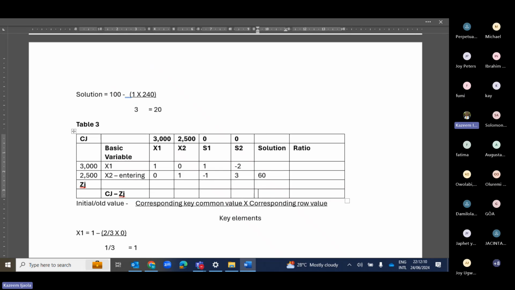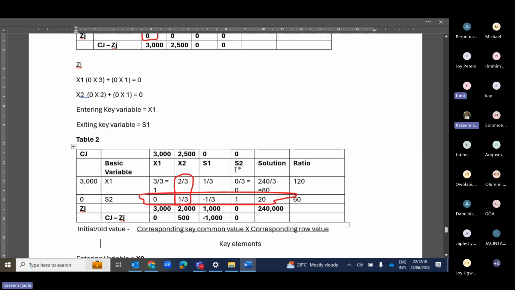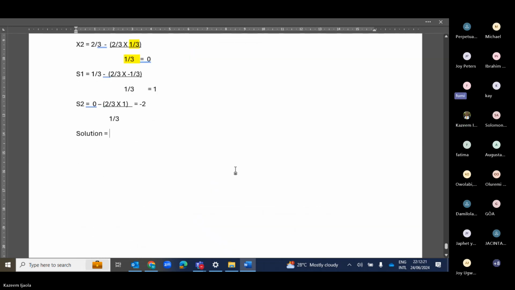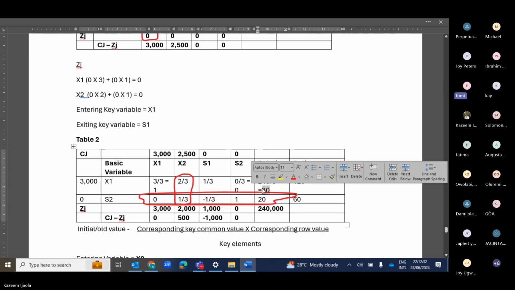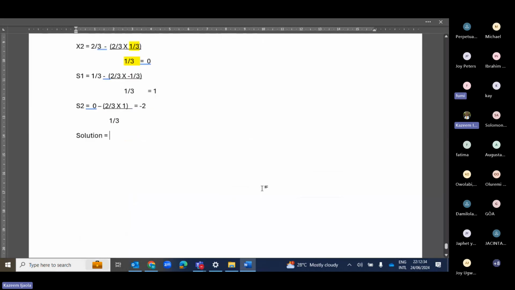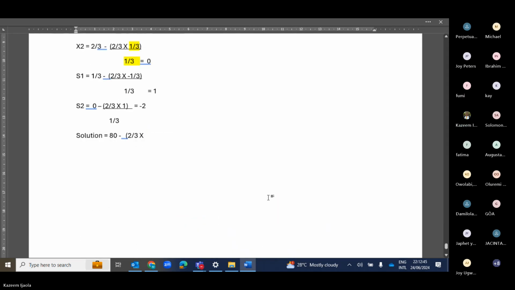Now let's do the last one for the solution table. Solution table. Initial value here is 20, Abi. Yes. Initial value is 20. Abi, is it solution? No. Initial value is 80. 80 now. See, this 80 here. Abi, initial value is 80 minus 2/3. Multiply it by, what is the corresponding for that 80? That's 20. Okay, 20 divided by 1 over 3.